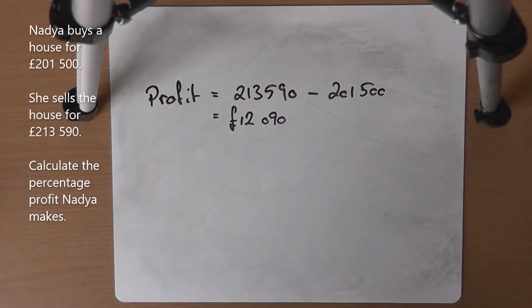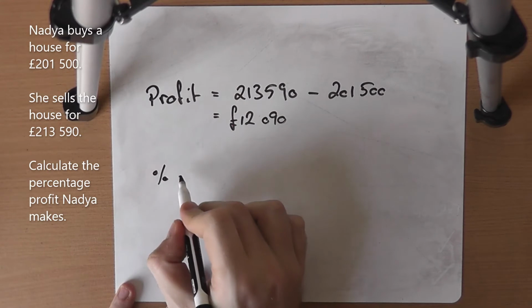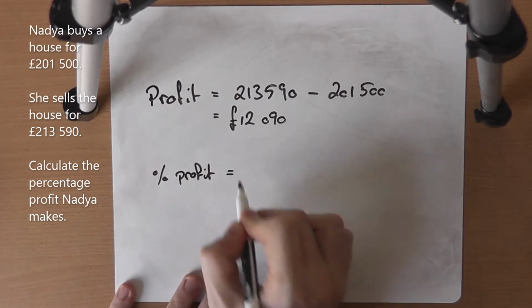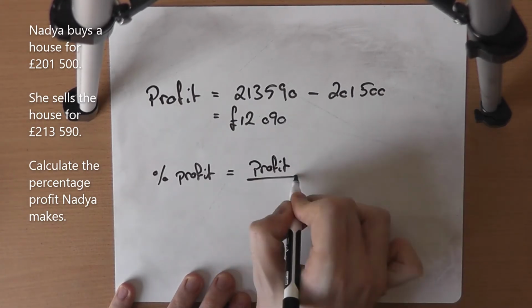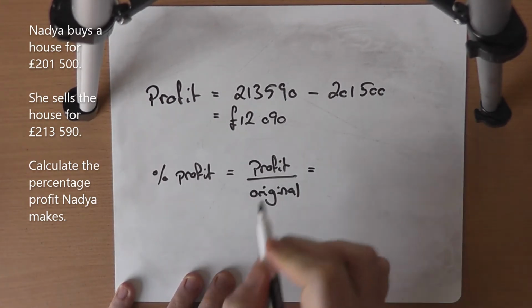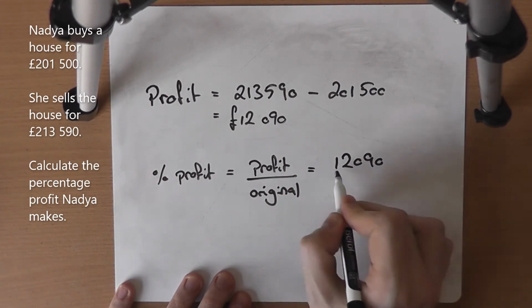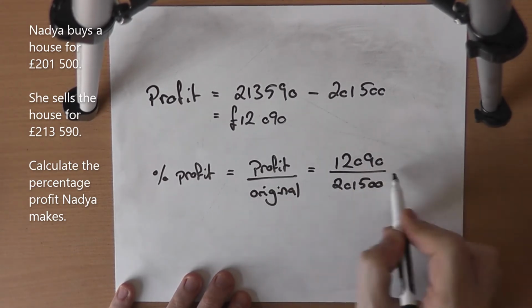Now we need to work out the percentage profit. Now percentage profit is defined in a very particular way. It is the profit as a percentage of the original. Now to work something out as a percentage, we need to see what it is out of the total that we're looking at. So percentage profit would be the profit out of the original, written as a fraction in this kind of way. The profit was 12,090. The original was the 201,500. Profit out of the original.